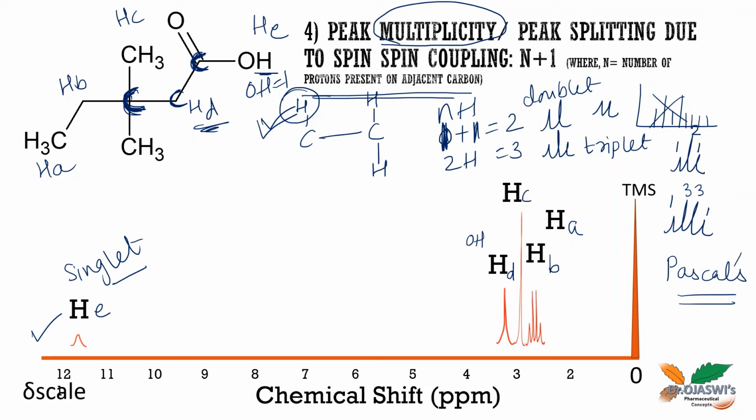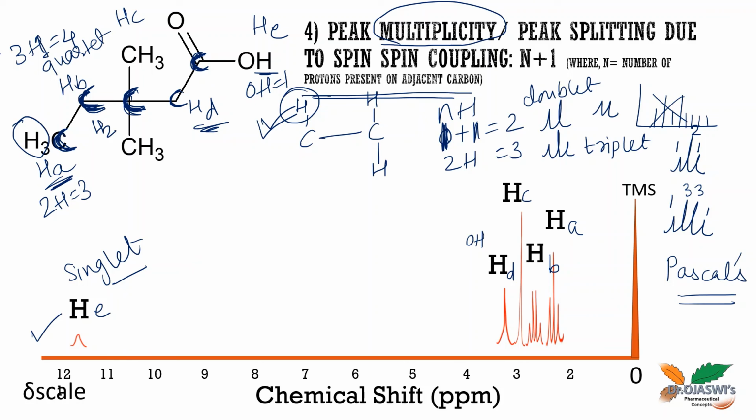Then HB, for HB I have drawn a quartet. Why quartet? Because on the carbon next to HB, this adjacent carbon has 3 hydrogens, so 3 plus 1 becomes 4, so that is a quartet for HB. And for HA it is a triplet, because adjacent to HA is this carbon, and this carbon has 2 hydrogens on it, so 2 plus 1 is 3, so that is a triplet for HA.